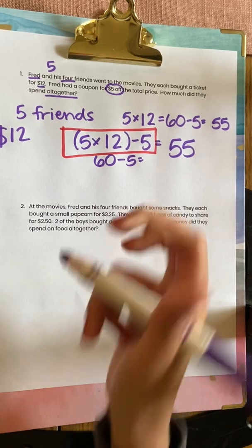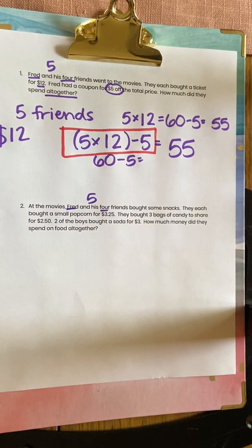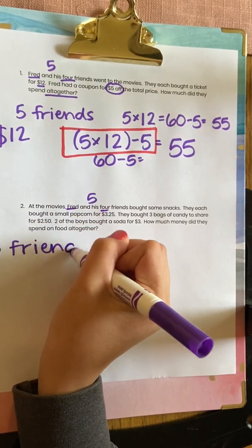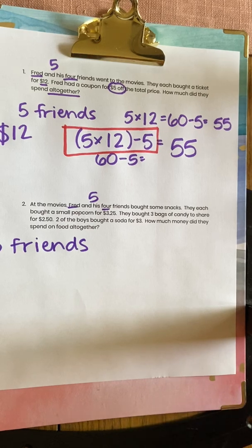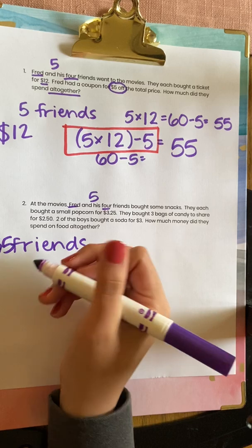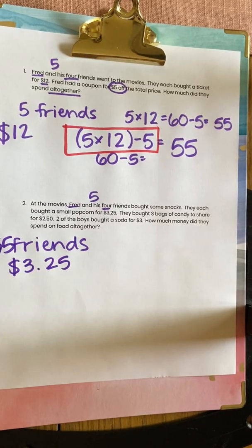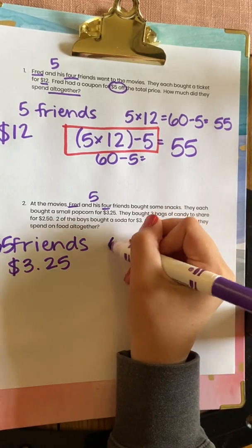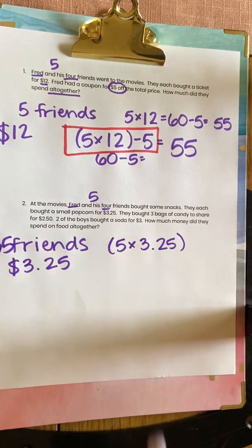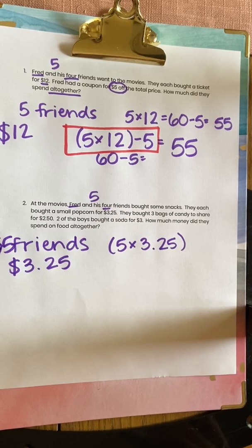So again, it's Fred and his 4 friends, so there's the 5 of them. They each bought a small popcorn. So I'm going to write this down here again. They each bought a small popcorn for $3.25. So I would write that as 5 times $3.25. They bought 3 bags of candy to share for $2.50.